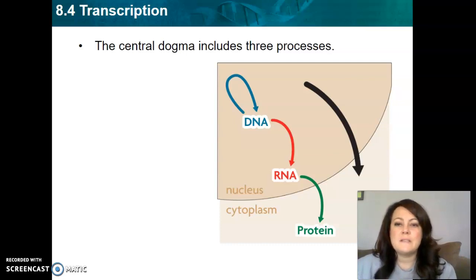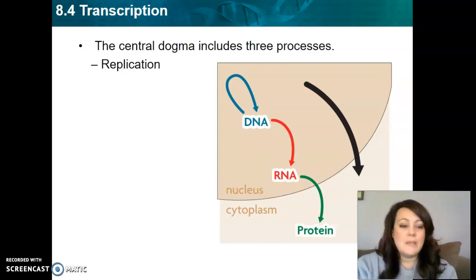There are three processes in this. The first is replication, which we talked about in section 8.3. The DNA will replicate itself during cell division. So the DNA will make a copy of itself, the cell splits, and then the DNA is the same in every resulting cell. Transcription is the next process.